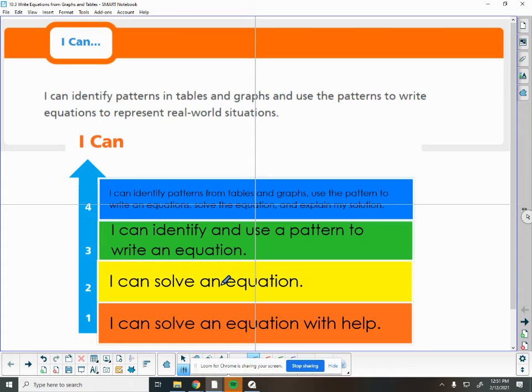If you can solve the equation once it's been given to you, that's a 2. And if you can solve the equation with help, that is a 1. So we're looking to be here today. We want to identify the pattern and then write an equation with that information.